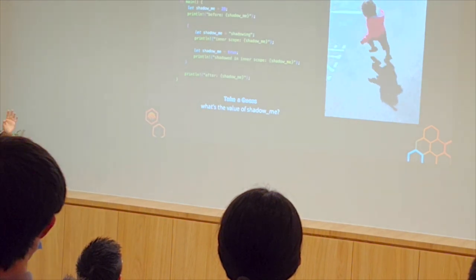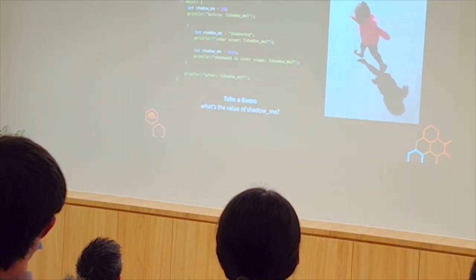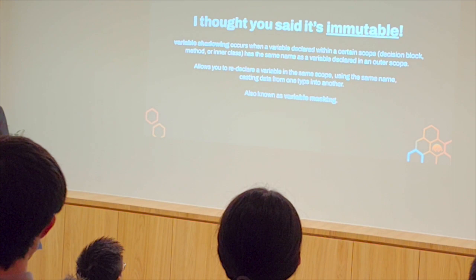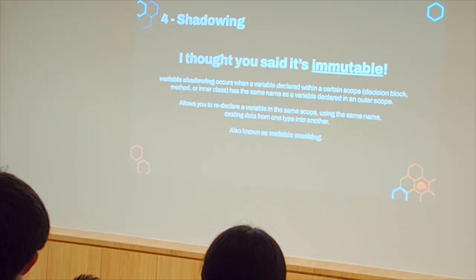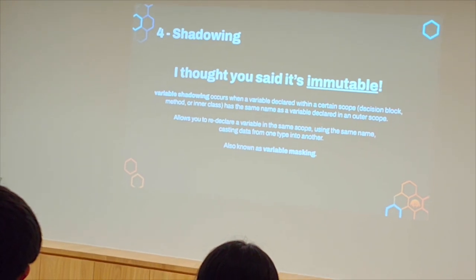So shadowing, you see this a lot, especially for people that learn Rust. Like for me, it caught me for a while. I'm like, why is it doing this? Because of shadowing. But I thought you said it's immutable. Why will the value change? Because of variable shadowing.